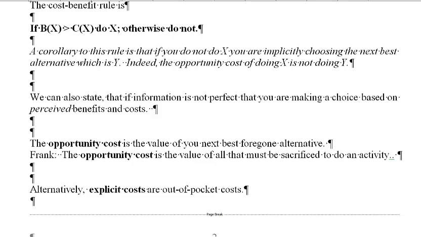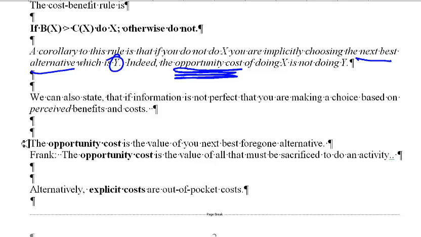A corollary to this rule is that if you do not do X, you're doing something else. And here we say that you're implicitly choosing the next best alternative. In this case, we're going to call this Y. So the opportunity cost, and this is maybe the most famous term in all of economics, the opportunity cost of doing X is what you have to give up. What you're giving up is you're not able to do Y. So if you marry Jane, you don't marry Sally, and so forth. Okay, we can also state that if this information is not perfect, you're making a choice based on your perceived benefits and costs. And there's a whole branch of economics that has to do with information.